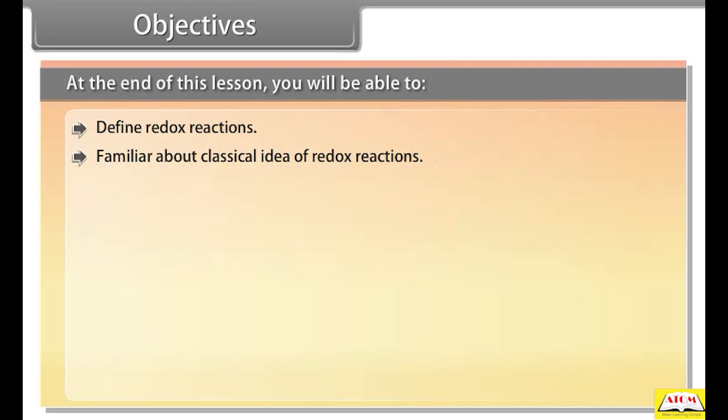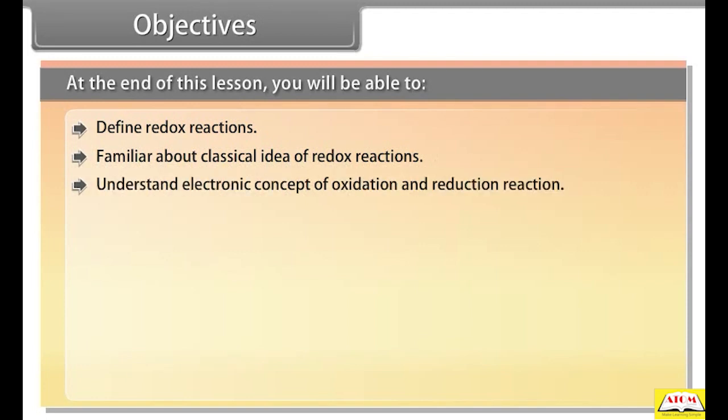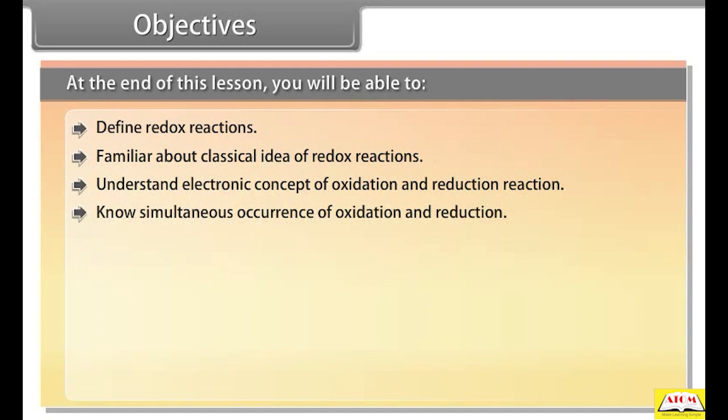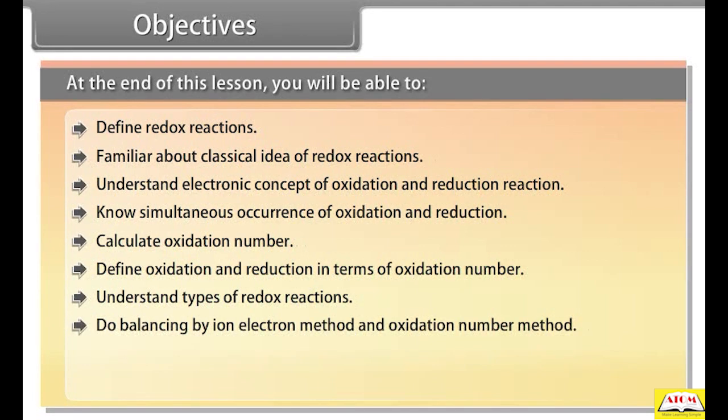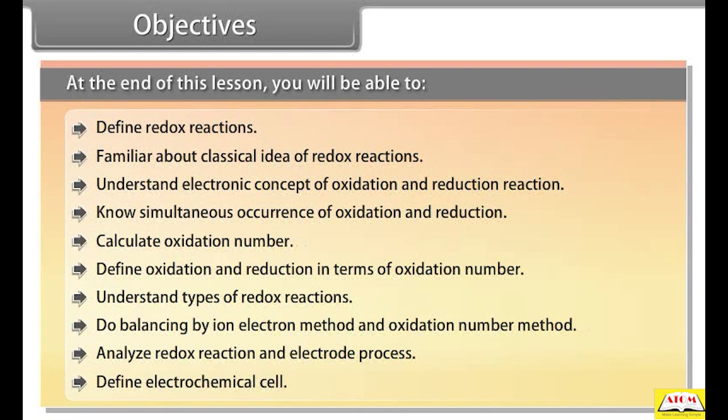Objectives. At the end of this lesson, you will be able to define redox reactions, become familiar with the classical idea of redox reactions, understand the electronic concept of oxidation and reduction reactions, know the simultaneous occurrence of oxidation and reduction, calculate oxidation number, define oxidation and reduction in terms of oxidation number, understand types of redox reactions, do balancing by the ion electron method and oxidation number method, analyze redox reactions and electrode processes, and define an electrochemical cell.